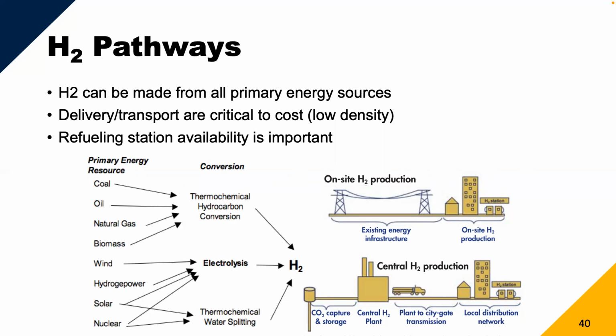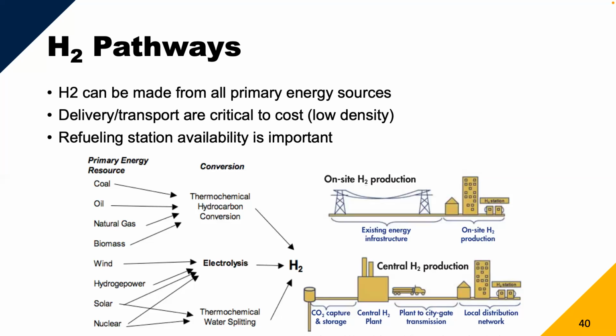You can also make hydrogen from electricity through a process called electrolysis. If you're using renewable sources to power that electricity, then you would have what people refer to as green hydrogen, which is clean. So these are your conversion methods: from hydrocarbon conversion, or from electrolysis, converting from water to make hydrogen.